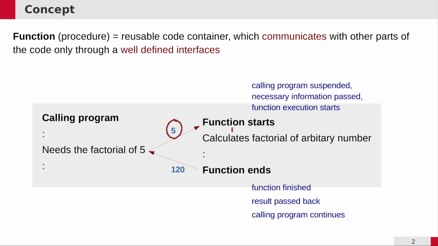Then the function should implement some kind of algorithm. It doesn't really matter which one from the outside, which calculates the factorial of 5. And then it should return it to the main program. So basically there is an input of 5 and an output of 120, and what happens in between is not interesting from the point of view of the main program, right?